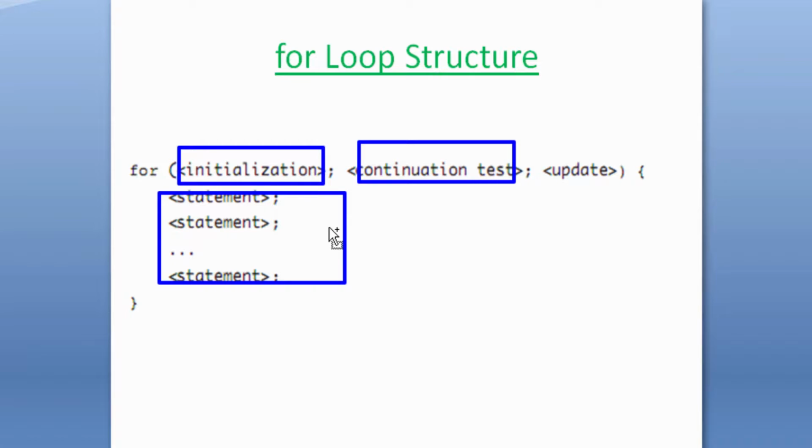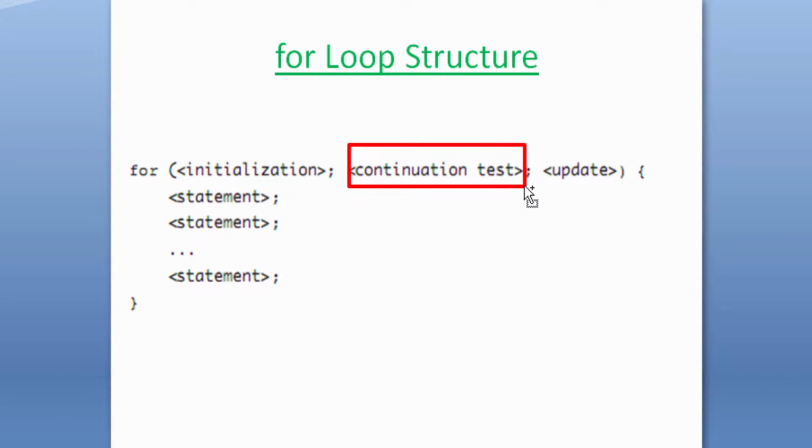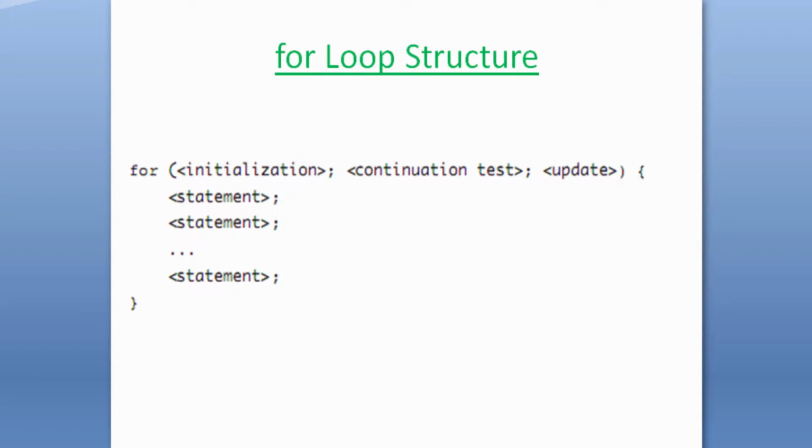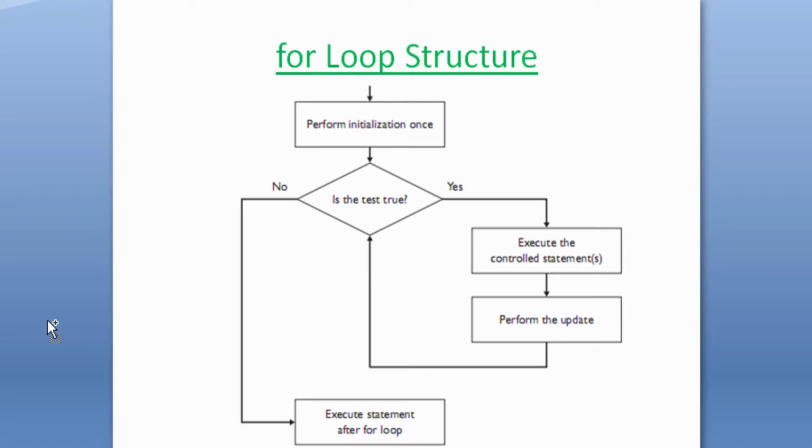If that test is true, then we execute that block of code and then we update that variable. Again and again we perform the continuation test, and if the test is true, then we will execute that statement and then again we will update. We will keep on doing this, and when our test condition will be false, we will exit from this for loop. This is the structure of for loop.